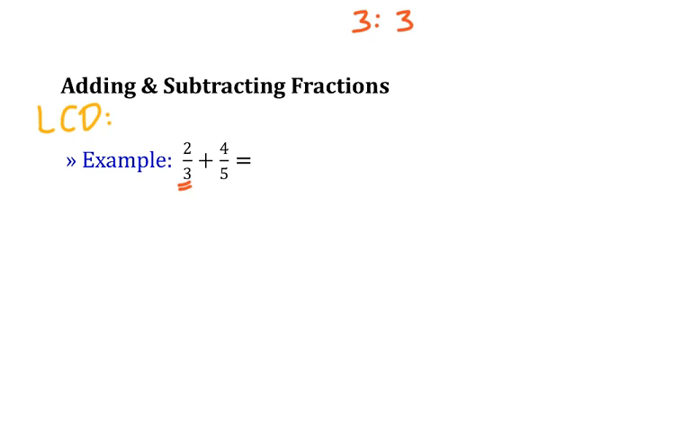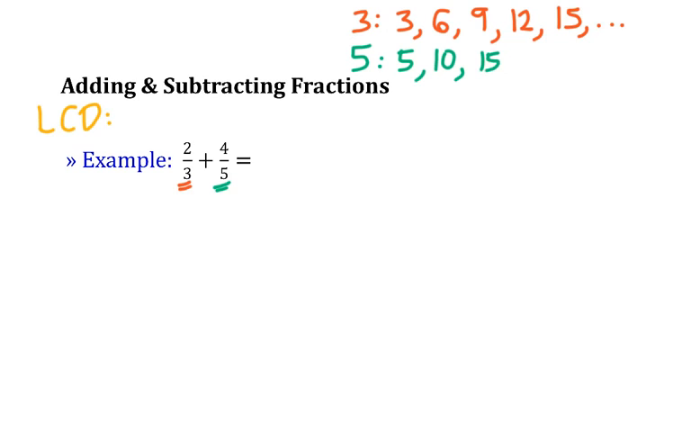Let's see, 3 times 1 would be 3, 3 times 2 would be 6, 3 times 3 would be 9, 3 times 4, that would be 12, 3 times 5 would be 15, and we could keep going. But let's do the same thing for the other denominator of 5. 5 times 1 is 5, 5 times 2 is 10, 5 times 3 is 15, 5 times 4 is 20.